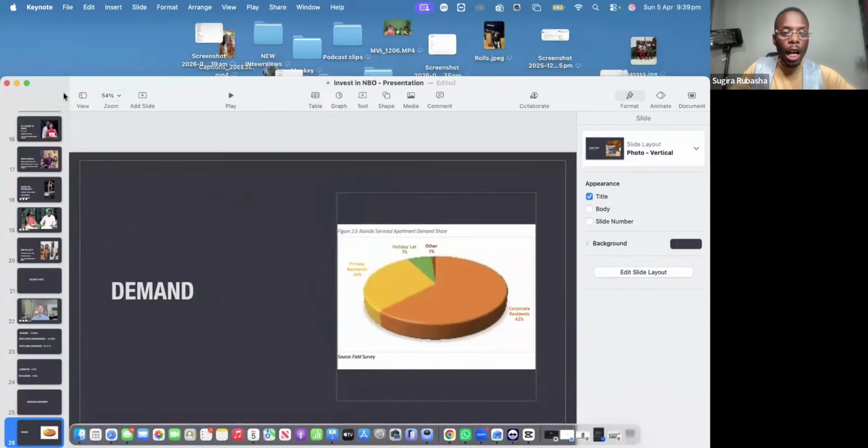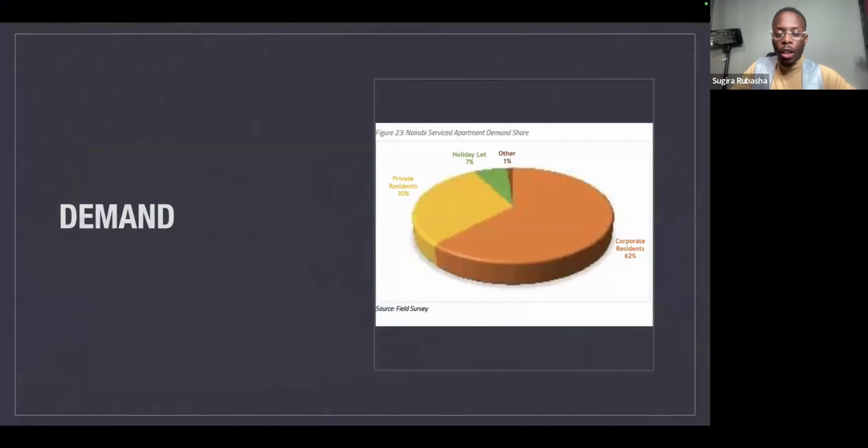So let me put this here. Can you guys see my screen? What does it say? Nairobi service apartment demand share. This was actually in 2018, this survey. It's even changed obviously now.